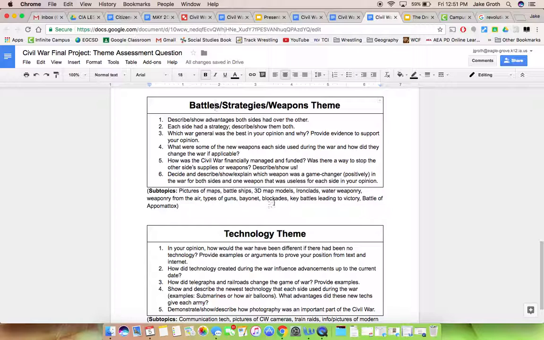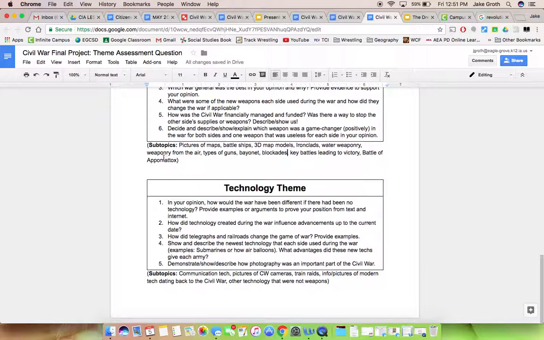Some of your subtopics in here, you people that like building stuff, this is definitely yours. Battleships like the ironclads, 3D model maps, water weaponry, any types of air weapons that they had. What was going on there, and how did blockades work? Where was the strategy in that? And what were some key battles and victories? And you definitely want to talk about the bloody massacre at Appomattox. Appomattox was a huge, huge battle. You definitely want to cover that one.